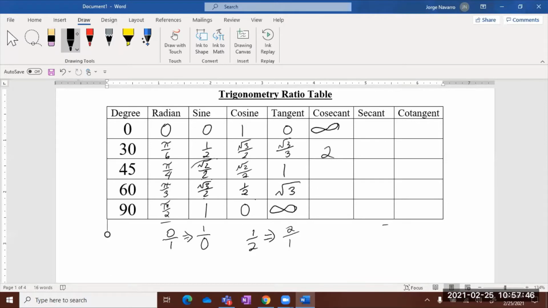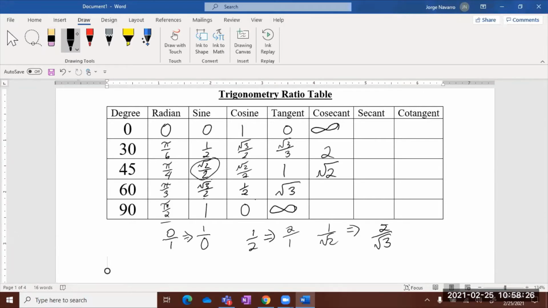Now for this one, we go with its original, 1 over root of 2. If we flip it, what do we get? Root 2. And then for the next one, root 3 over 2, if I flip it, I get 2 over root 3, don't I? But can I leave it like that? No, sir. No, you cannot leave it like that.